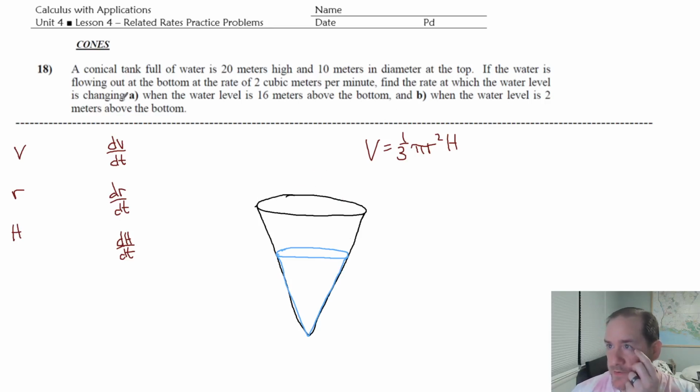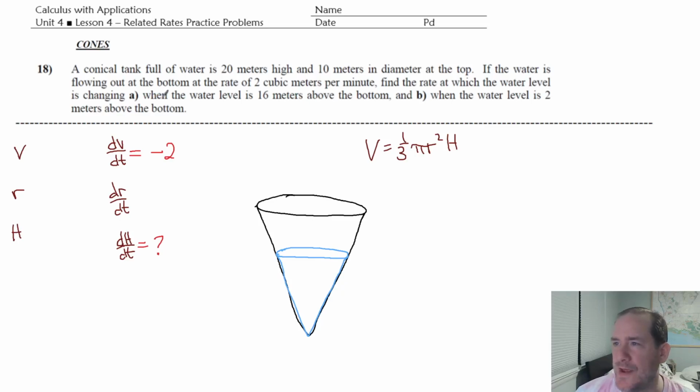So it says if the water is flowing out of the bottom at a rate of 2 cubic meters per minute, okay, that really is dV/dt. And it's flowing out, so we're losing volume. So this is negative 2 cubic meters per minute. It says find the rate at which the water level is changing. Water level is the height of the water, so that means dh/dt is going to be the answer to the question once we solve.